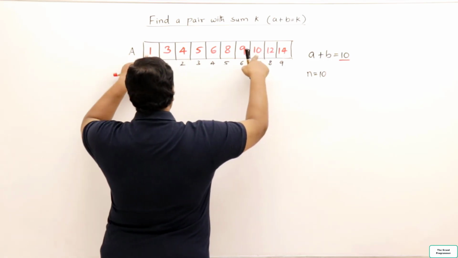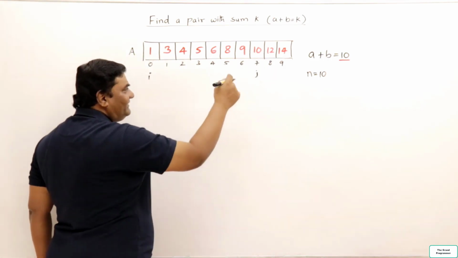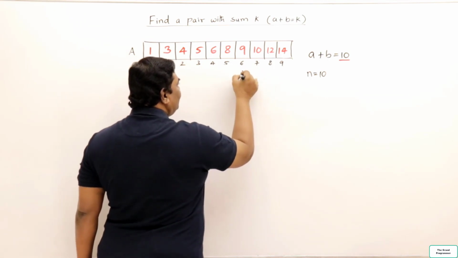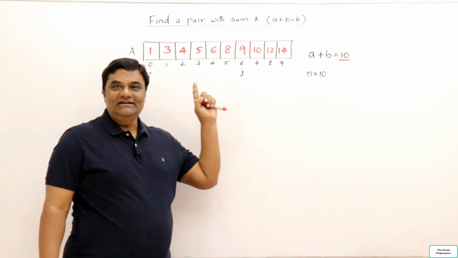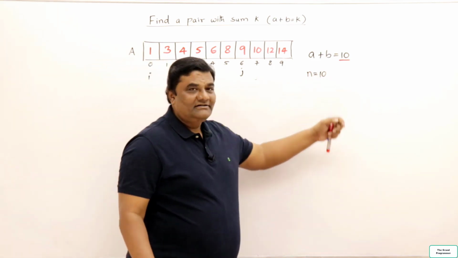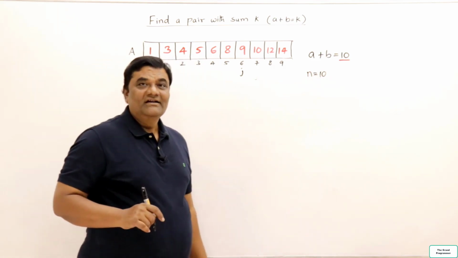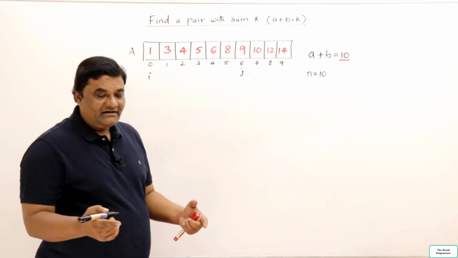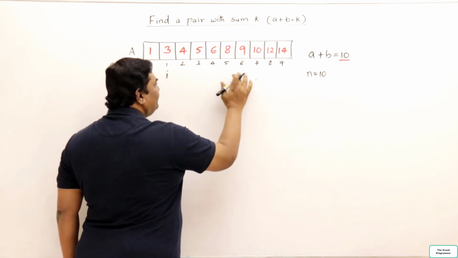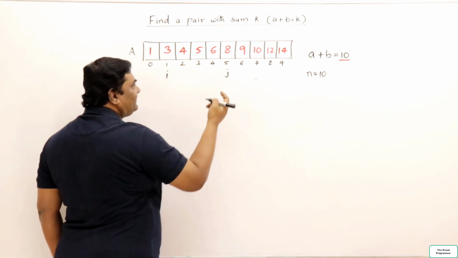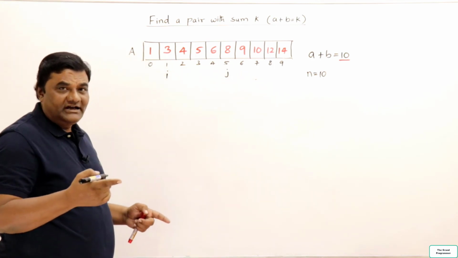Now this one, 10 plus 1, 11. Still it is greater than 10. So decrement j. Now 1 plus 9, yes, we got a pair. 1 and 9 are together forming 10. So yes, we got a pair. Next, once we got a pair, then we should increment I also and decrement j also, right? Both are done.